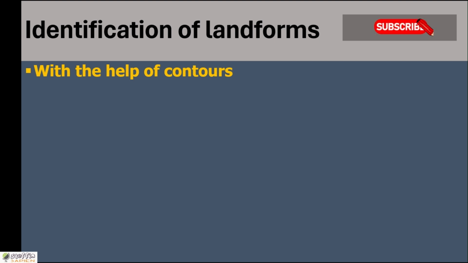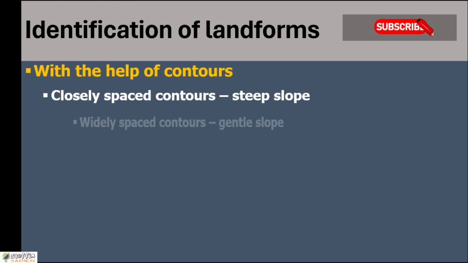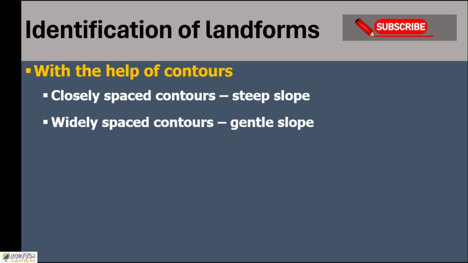And there are a few characteristics of contours which we should know. This includes the spacing between the contours and the corresponding slope of the land. Closely spaced contours indicate a steep slope, whereas widely spaced contours indicate a gentle slope. There are a few more things which we will learn in the coming slides.